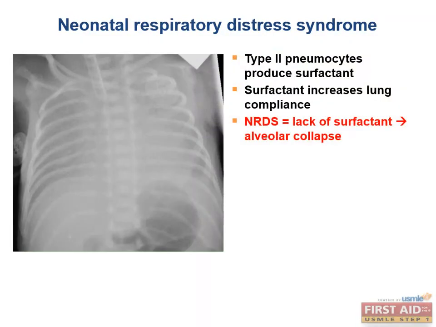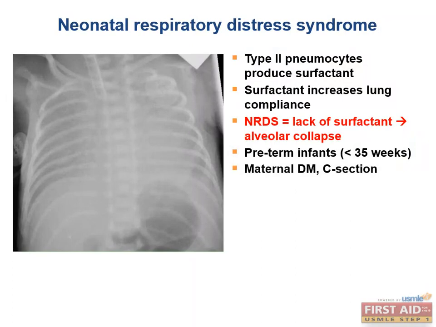The deficiency in surfactant, due to the immaturity of the neonate's lungs, leads to an increase in surface tension, decreased compliance, increased work of breathing, and ultimately alveolar collapse. On this chest X-ray, you can see these diffuse interstitial infiltrates. So who's at risk for NRDS?